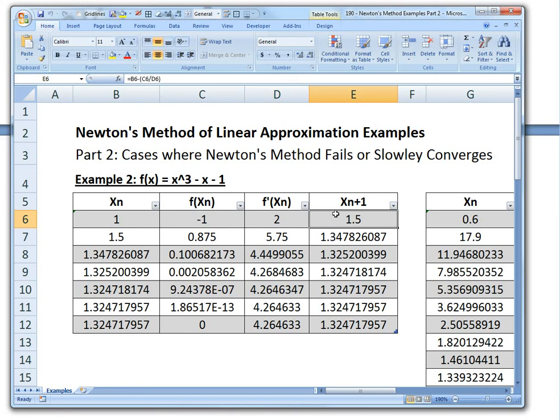And then we get 1.5 and so on, and as you can see, the new x is going to be 1.5, and we keep repeating this step until f of xn is basically 0. As you can see, it's 1.324717957. So this is with xn equal to 1.